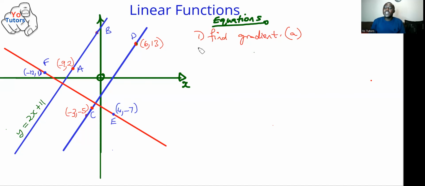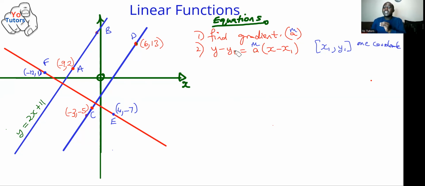Then after that, you use the equation y minus y1 is equal to A times x minus x1. In other cases, you're going to see that this can be M, representing our gradient. Don't worry about that because it's the same thing. The x1 and y1 in this case represent one coordinate. That's all you need to do. So remember, gradient first, then the rest follows.